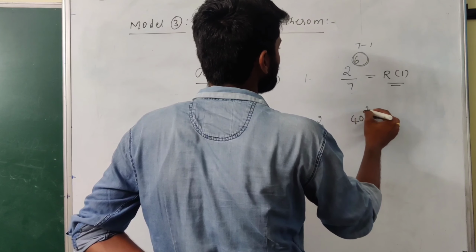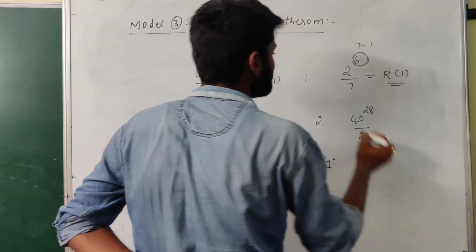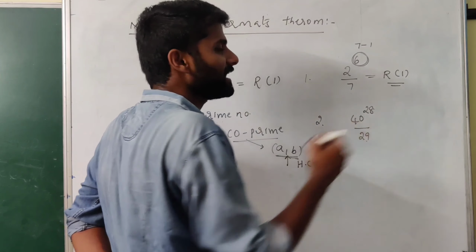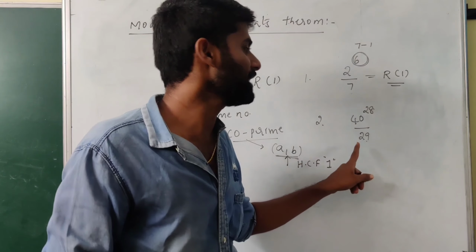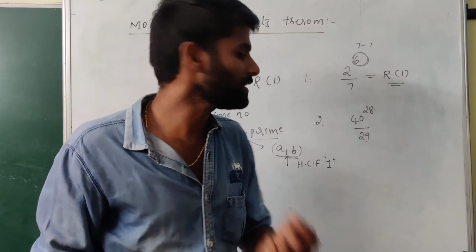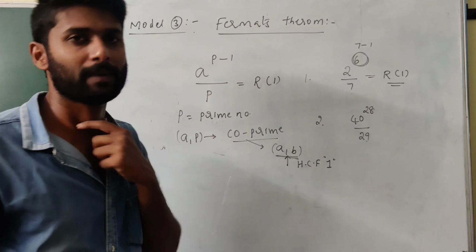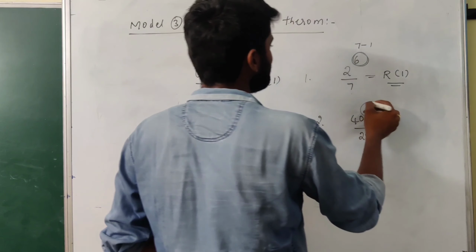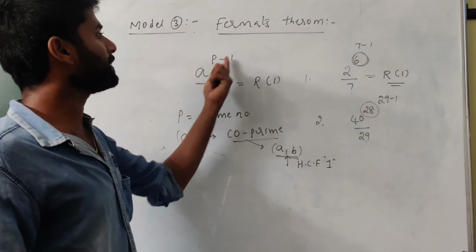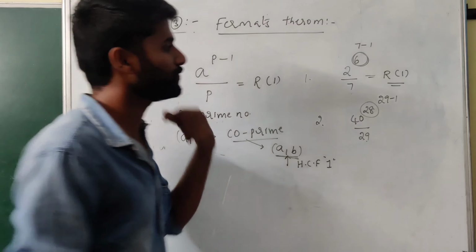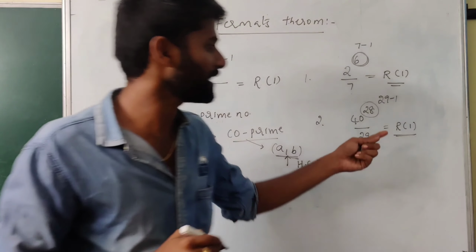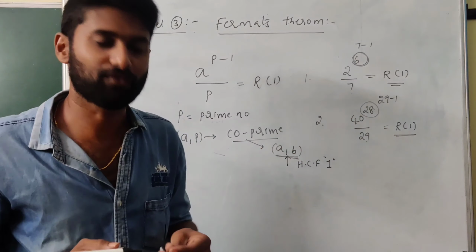If 40 power 28 is divided by 29. See that 40 and 29: 29 is a prime number, and 40 and 29 are exactly divisible by 1 only. So both numbers are co-prime. Then the power value can be written as 29 minus 1. Then the entire form, a power p minus 1 divided by p, gives a remainder of 1. That is Fermat's theorem. So directly you can take the answer as remainder 1.